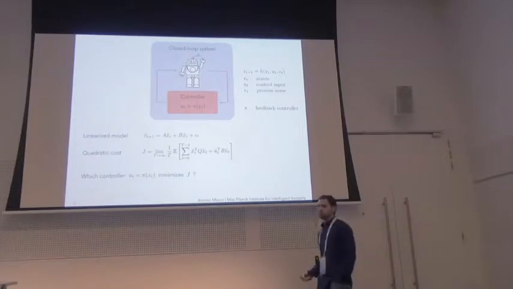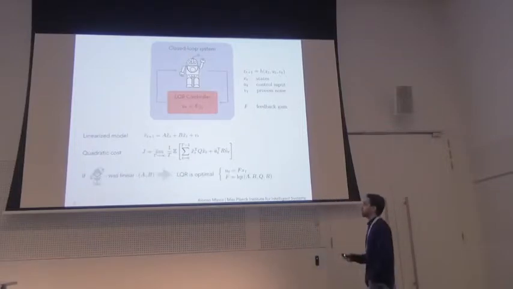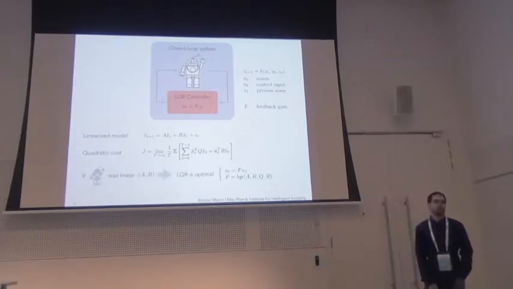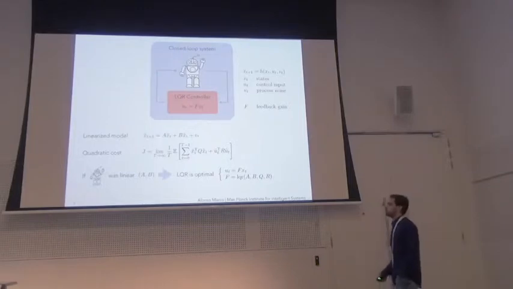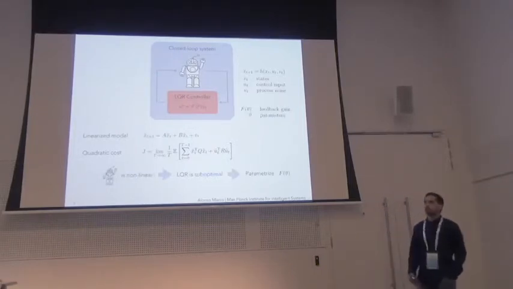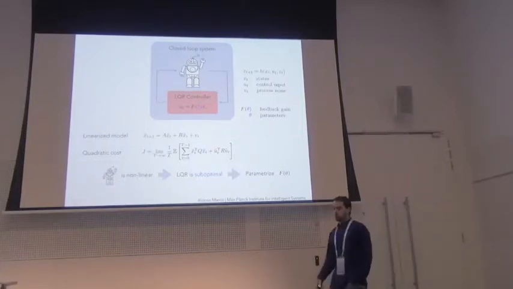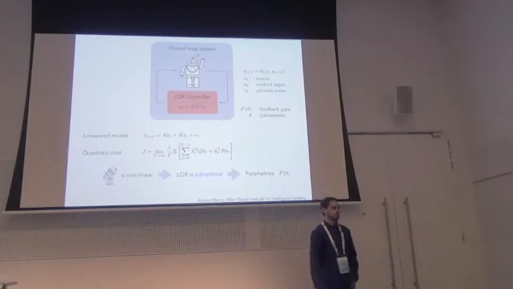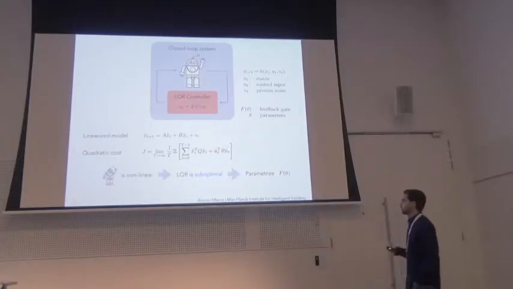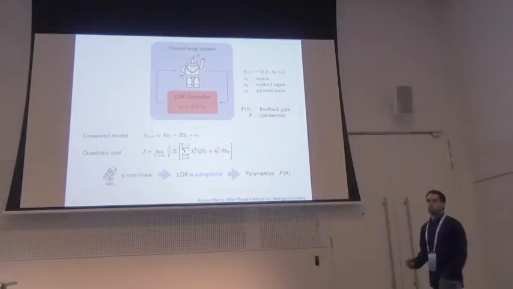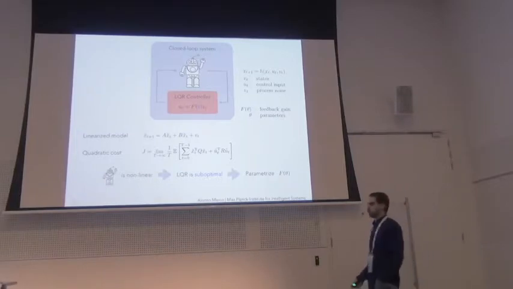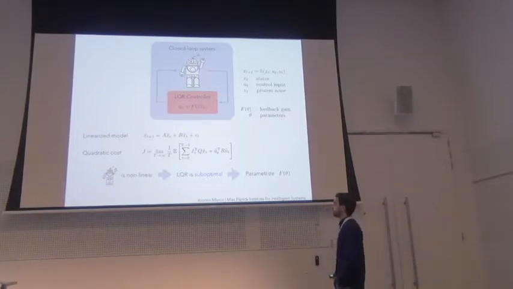If the real system behaves truly linear following my model, then the optimal controller will be the solution to the LQR problem. However, since the robot is nonlinear, the LQR solution is going to be suboptimal. So what we propose here is to parameterize this controller using a set of parameters theta, and to tune these parameters directly on the robot, observing the data.